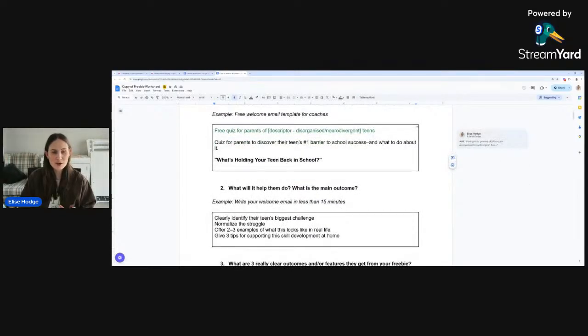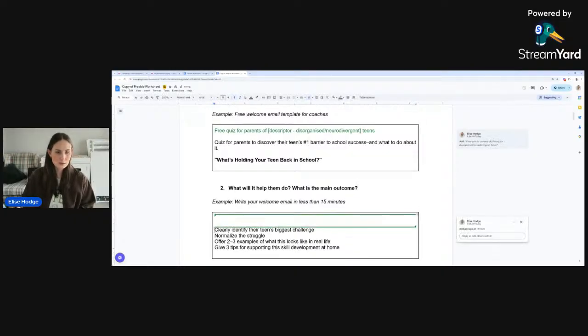That's under here. So then we go down to what will it help them do? What is the main outcome? For example, in my example, I have the free welcome email template for coaches is going to help you write your welcome email in less than 15 minutes. You can see that's just a clear outcome. It's just like a one-liner outcome.